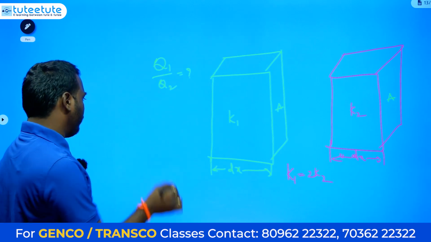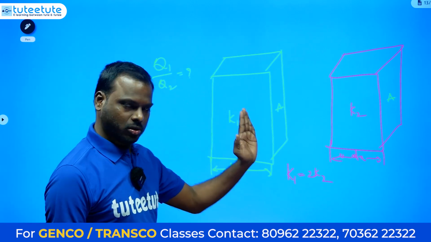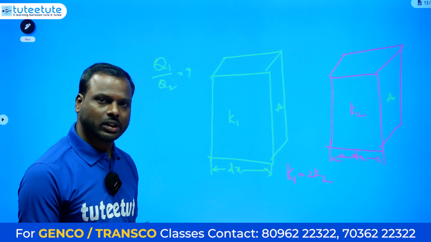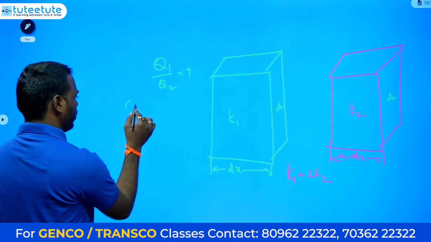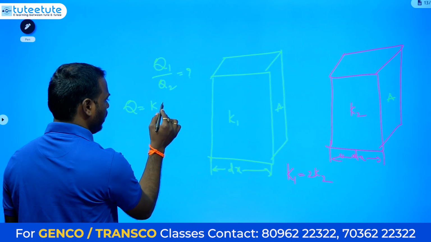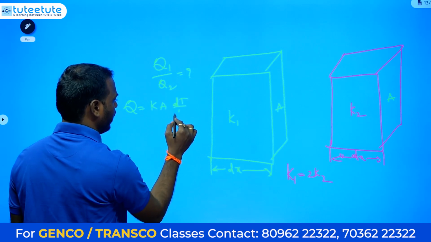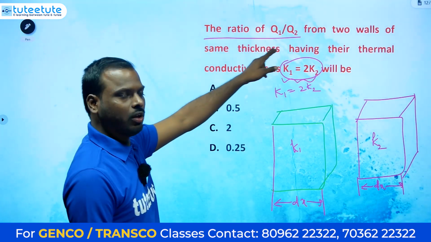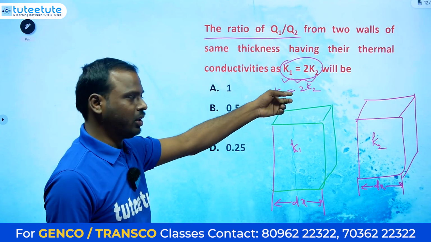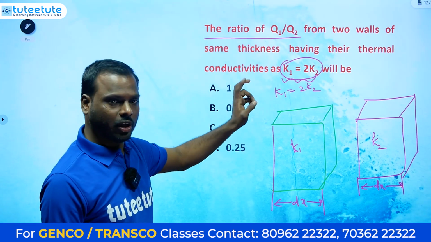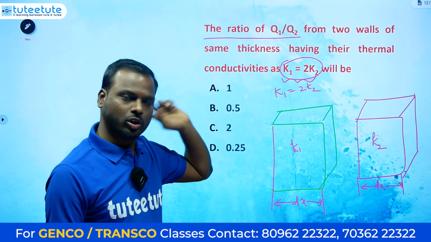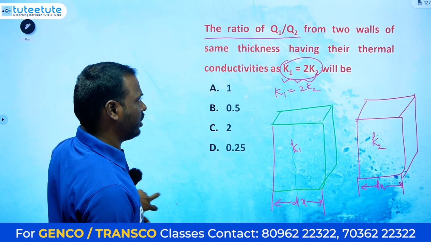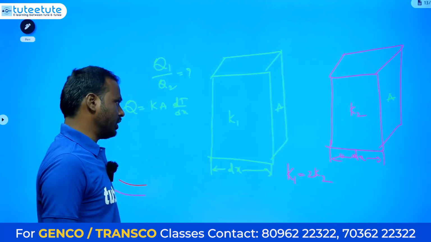In walls, conduction takes place according to Fourier's law of conduction. Q is equal to minus KA dT by dx. Did he mention anything about the areas? No, so I am taking A. Did he mention anything related to the temperature difference? No, I am taking the same. Of course he has given the same thickness, so I am taking the thickness also the same.